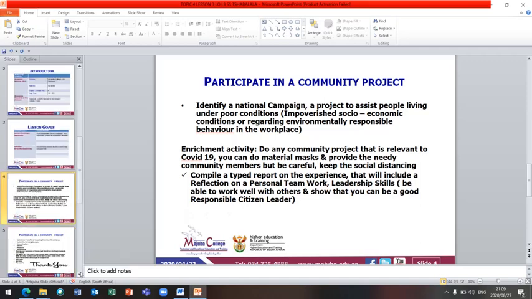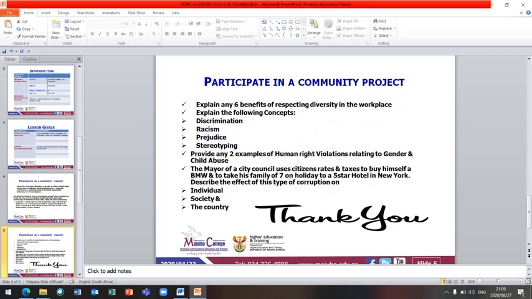Then we'll continue with this activity by explaining any 6 benefits of respecting diversity in the workplace. Remember, while you are working on the project, you'll also observe diversity. You can also explain the following concepts: discrimination, racism, prejudice, stereotyping. You can also provide any 2 examples of human rights violations relating to gender and child abuse.